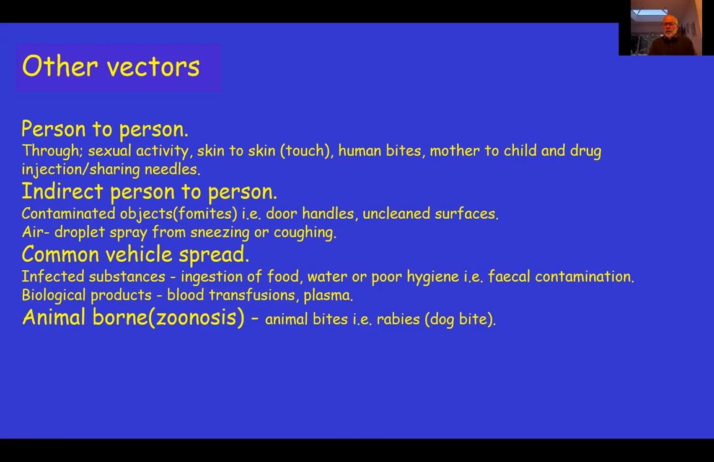One of the things we have to talk about would be educating people on the need for hygiene. And we're all aware of that now with COVID, about washing our hands thoroughly. But you can pick up diseases from door handles, unclean surfaces. That's why food hygiene standards, cutting boards, work surfaces, that's why we have these laws in this country about food hygiene. Air droplet spray, people sneezing, a droplet spray.